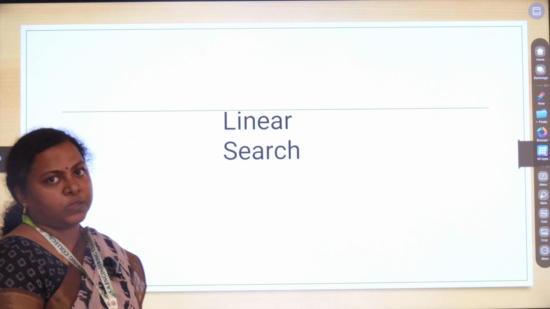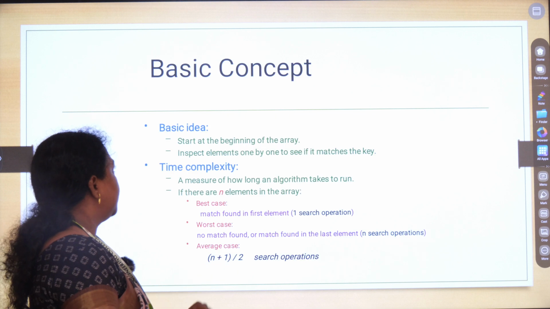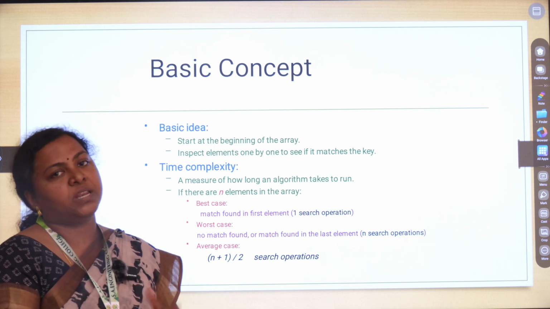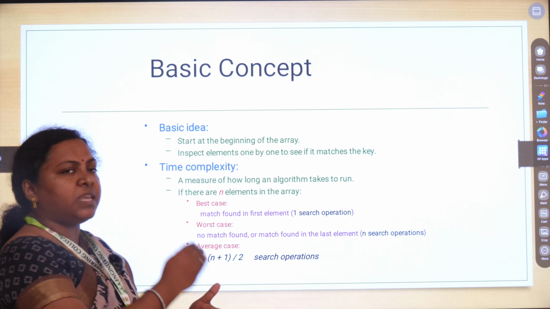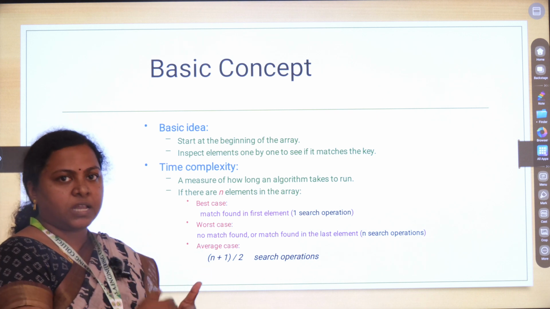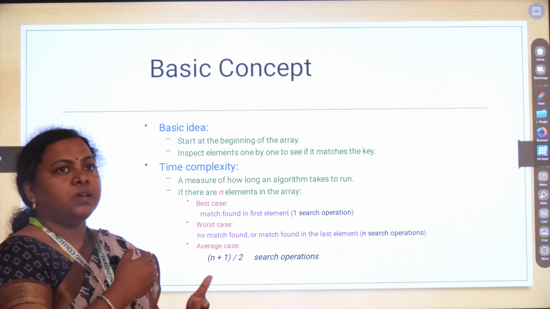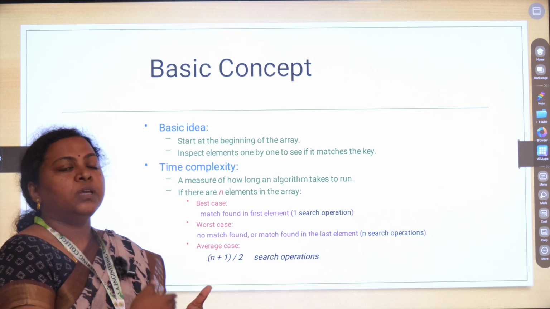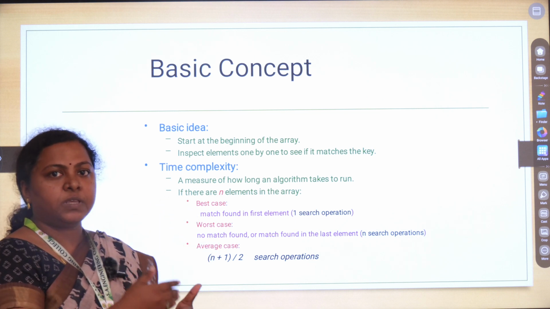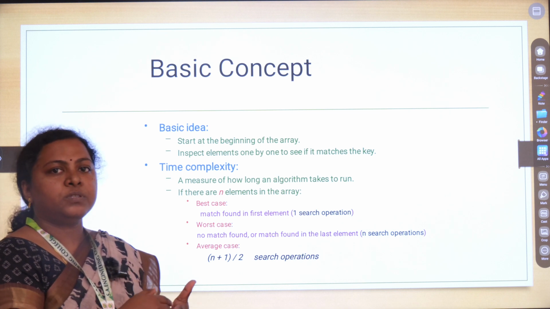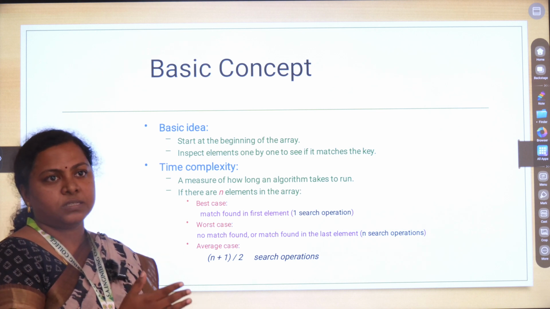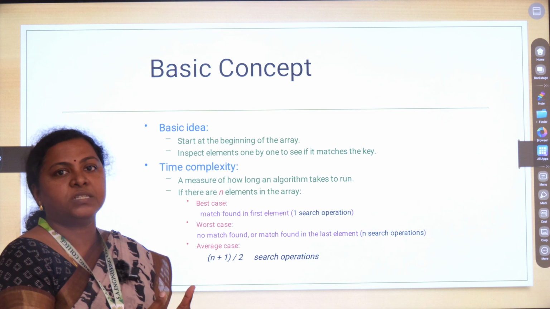First we will discuss the linear search. In linear search, the search every time starts from the beginning of the array. It inspects each and every element in an array. For example, if we have 5 elements in an array, it starts with the first element and checks whether the first element is equivalent to the key or not. If it is not matching, then it moves on to the second element and checks whether it is matching or not. If not, it moves on to the third one, and likewise it continues until the key is matched with an element.